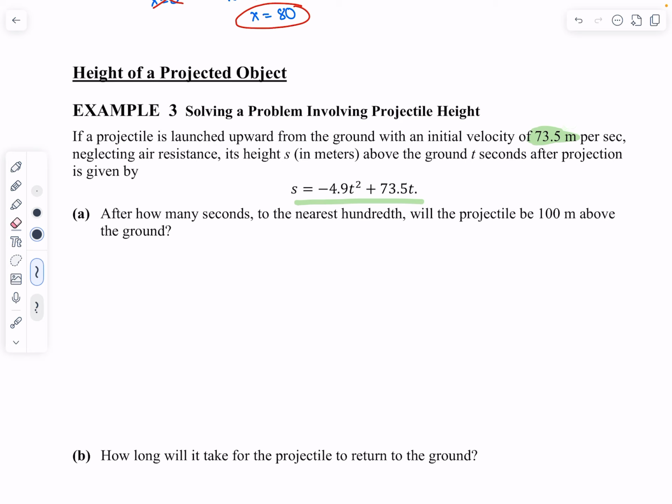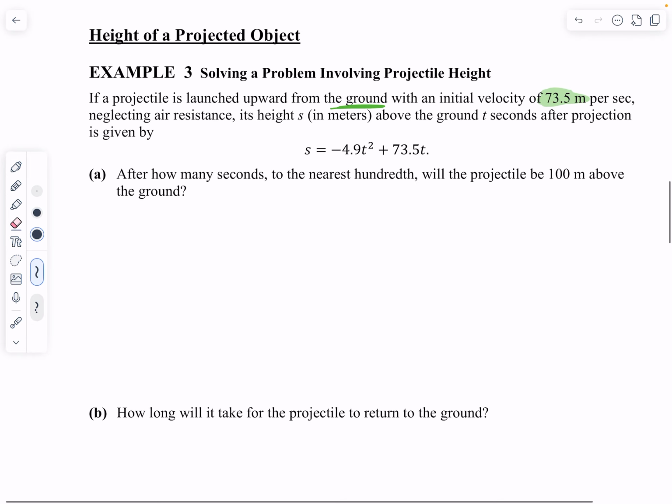All right. So notice that this one, there's the 75.3, that's your velocity. And notice it is coming from the ground. So if it was coming from, say, the roof of a building, then I would say plus 80 feet, or wherever you're throwing it from. But since it's from the ground, we're not going to add anything to that. All right, so here's my formula. And they said, after how many seconds to the nearest hundredth will the projectile be 100 meters above the ground? So this is your height. They said let the height be S.